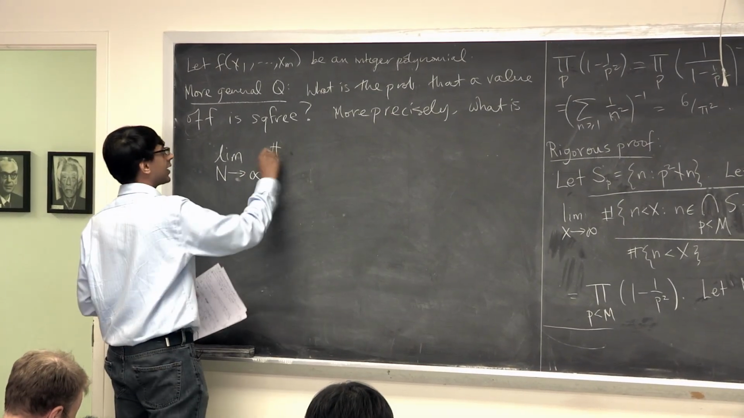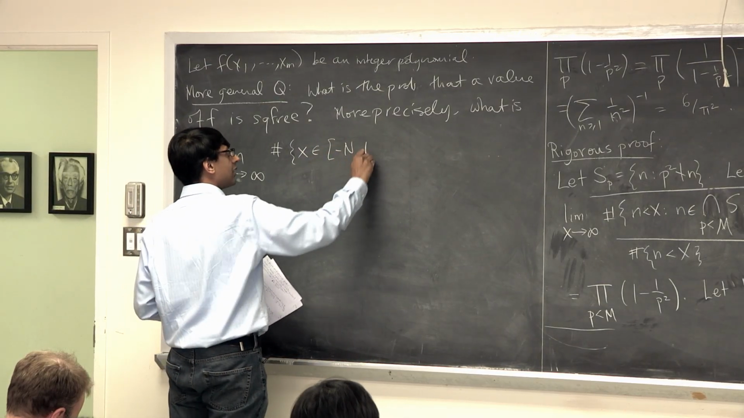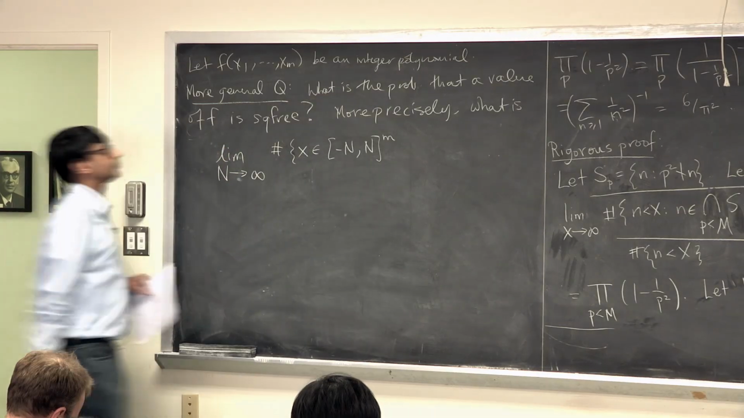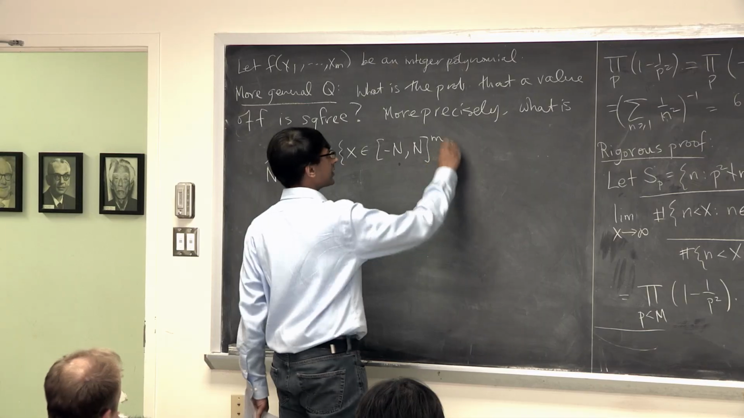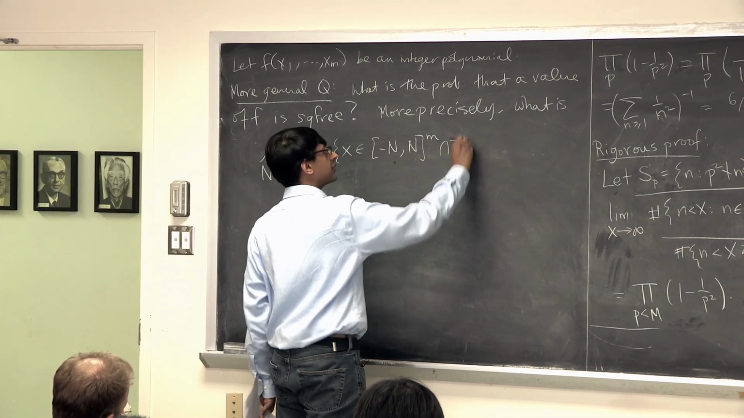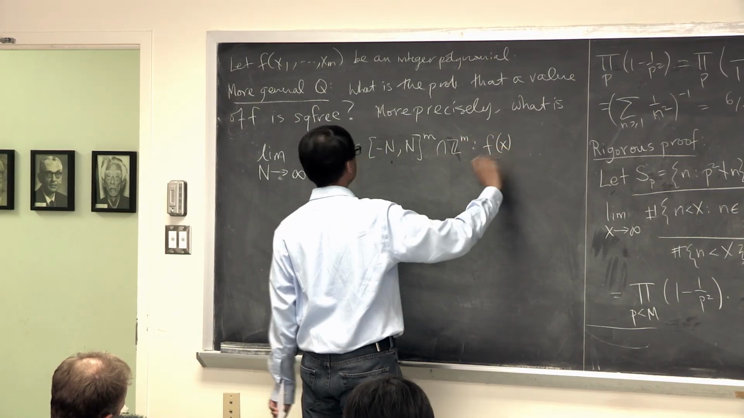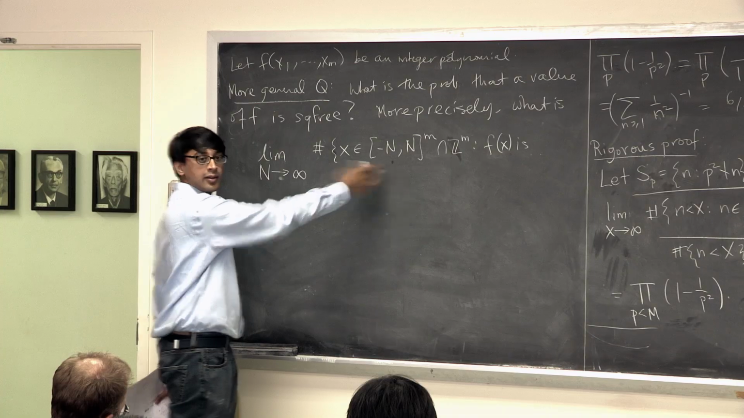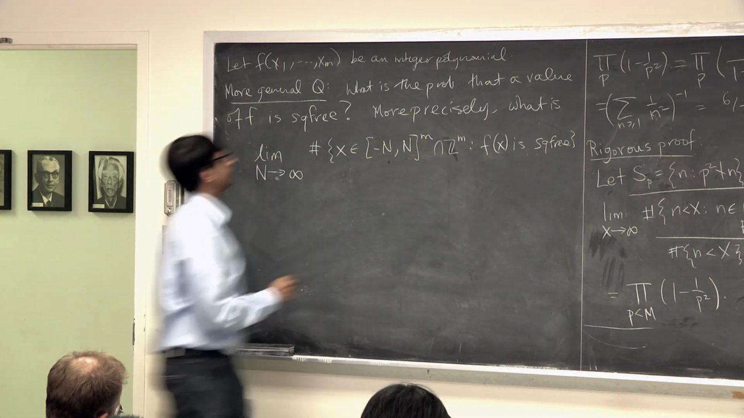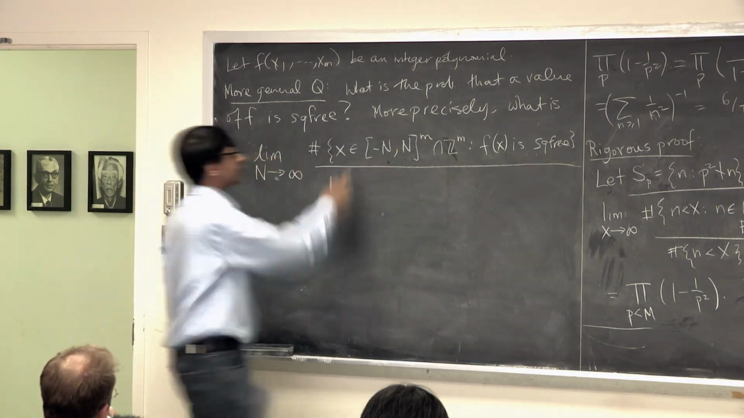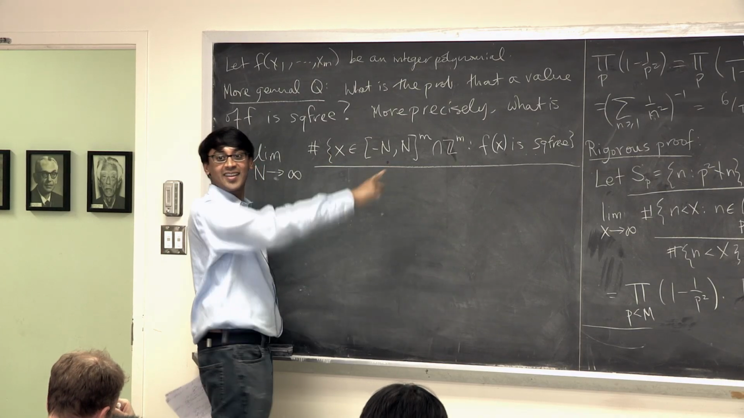So in other words, we're going to take the number of x in the interval minus n to n. This is a box of size n in m-dimensional space, and we're interested in the lattice points, so intersect with Z to the m, such that f of x is square free. You're thinking of x as a vector with m components. And we're going to divide by the total number of points in that box, which is 2n plus 1 to the m.